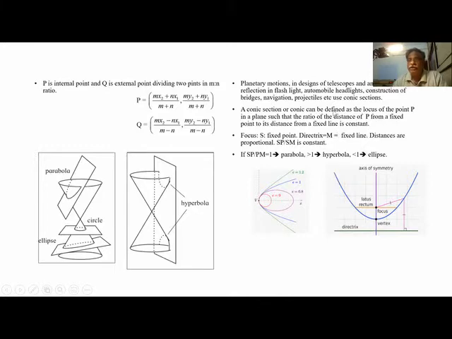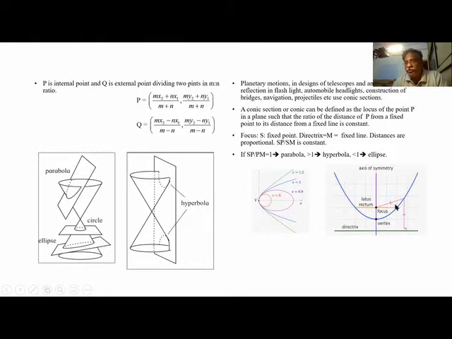So let us read it again. Locus means the set of points P in a plane such that the ratio of the distance of P from a fixed point, here the focus, to its distance from a fixed line is constant. This fixed line we call the directrix. This is the directrix, this is the locus. So if these are equal, then this is a parabola.